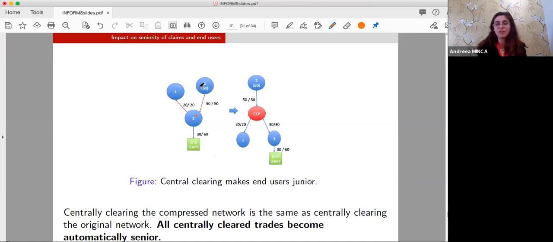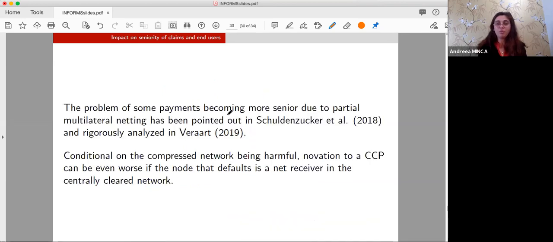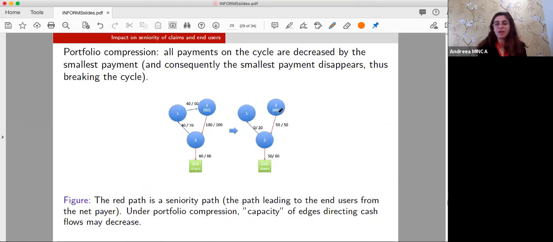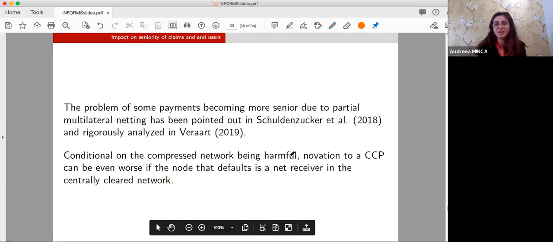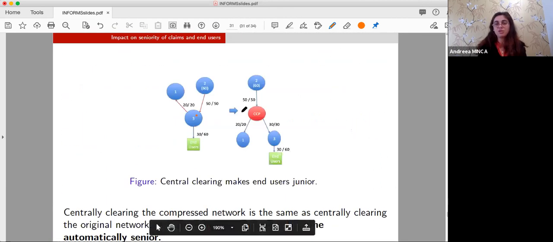And here I plotted the senior links in red. Recall that in the portfolio compression case, the link in red was this one, right? So it was going from 2 to 3 to end users, and having the clearinghouse simply means that this is no longer red, and the one that becomes red is this one. Okay, so this is exactly equivalent. So this change in seniority is exactly what the clearinghouse is doing if you look at the payables.